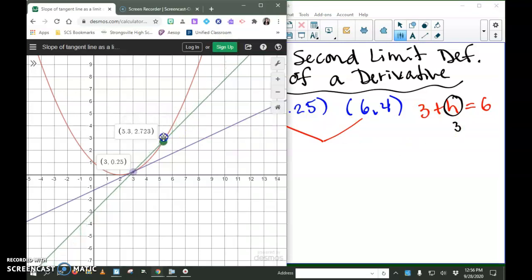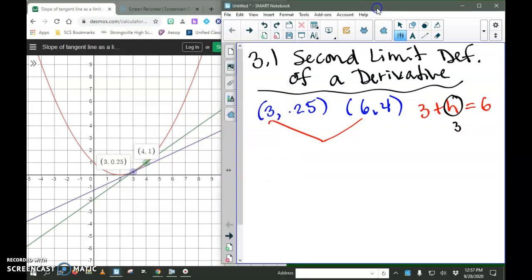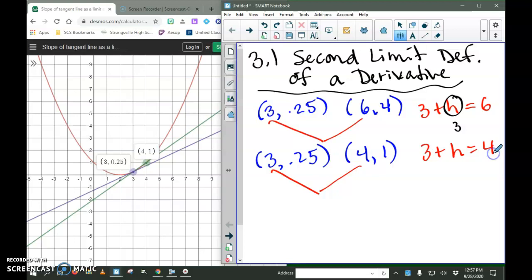So again, the idea is to pick x values that get closer and closer and closer. So let's go with 4. Okay, so my next set of points would be, again, (3, 0.25). That's my point of tangency. And now I have the point (4, 1). Well, again, this time, instead of talking about my x values being chosen so they're closer to this a value of 3, I'm going to approach it as the idea of the distance between these, okay? And so, again, 3 plus h would equal 4. Well, in other words, the distance between these two x's is 1.